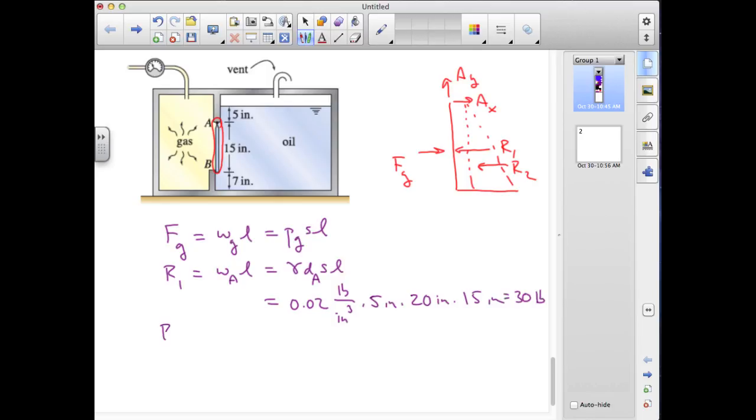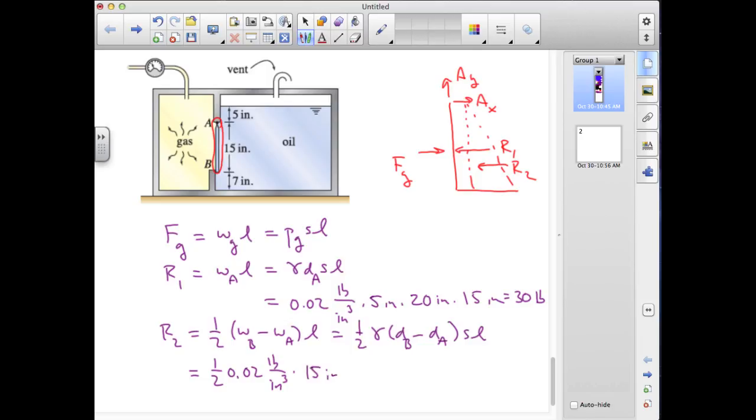R2 is 1/2 times the difference in line loads between B and A times L. That's 1/2 times 0.02 pounds per inch cubed times the difference in depth, which is also 15 inches, times S of 20 inches times the gate length again of 15 inches. And that value turns out to be equal to 45 pounds.